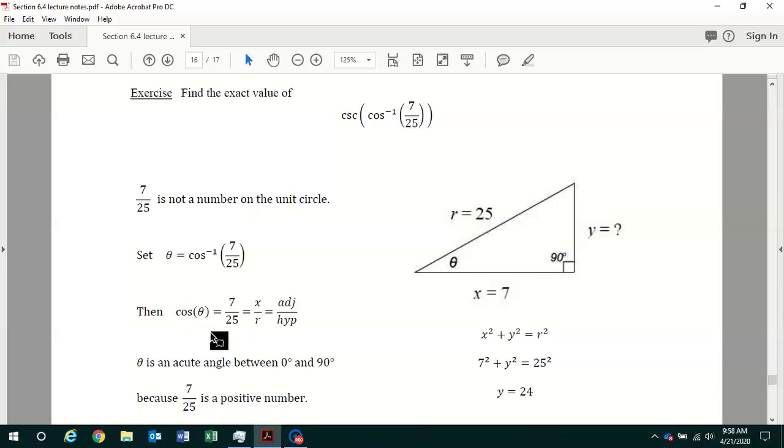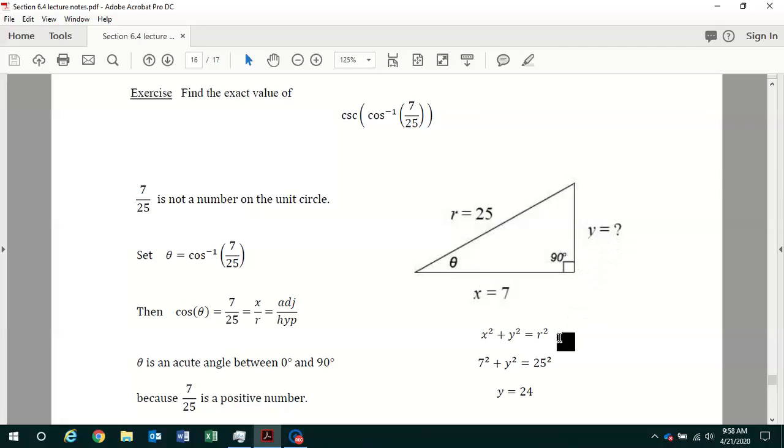And we know cosine is equal to adjacent over hypotenuse, or x over r. Because 7/25 is a positive number, we know theta is an acute angle between 0 degrees and 90 degrees. So we can use a right triangle to solve this problem. x is equal to 7 in this case, r is equal to 25, right? So the adjacent side x is equal to 7 units, the hypotenuse r is equal to 25 units, and now we just have to figure out the length of the opposite side, opposite to theta.